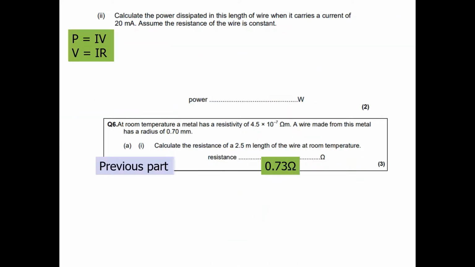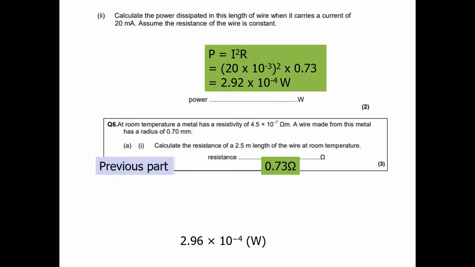Alright, the next part. Calculate the power dissipated in this length of wire when it carries a current of 20 milliamps. Assume the resistance of the wire is constant. So again, I've put the previous part of the question. The previous answer was 0.3 ohms. The equations are P equals IV and V equals IR. How do you work it out?